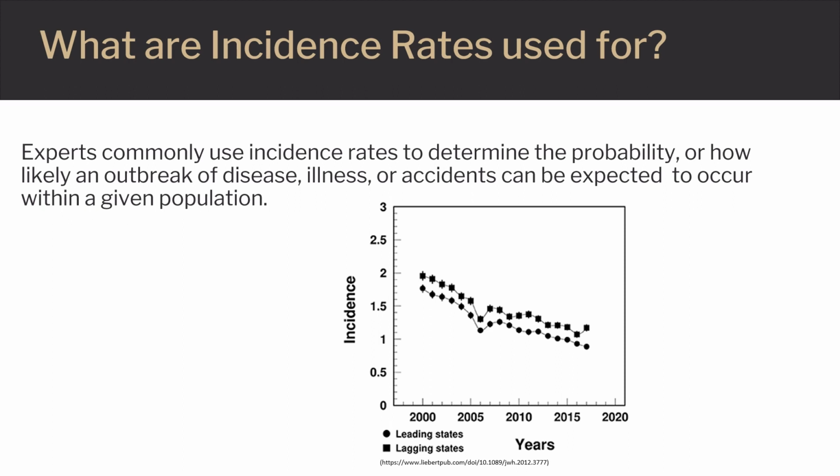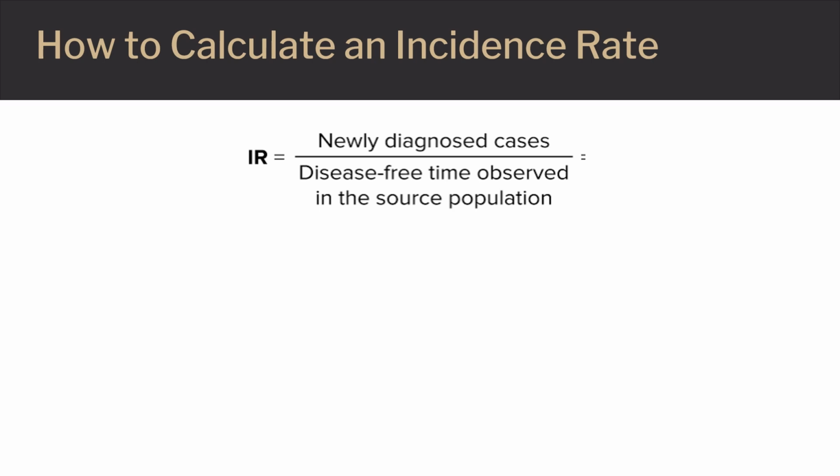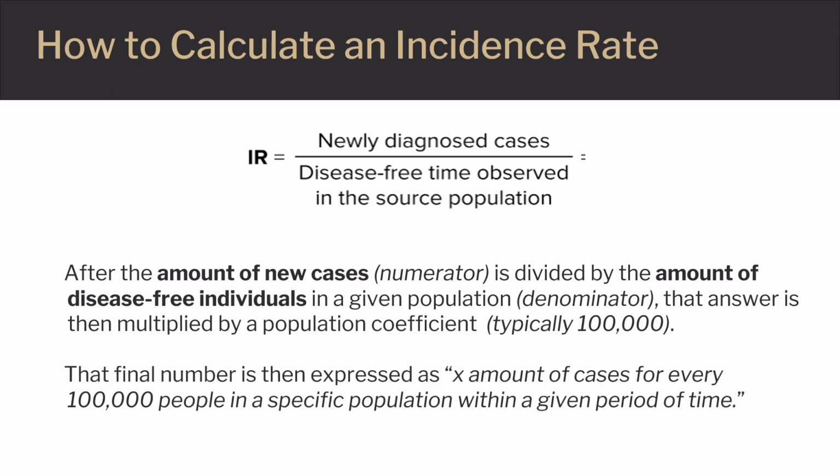As you can see by the above graphic, incidence rates are calculated by placing a number which represents the number of new cases in the numerator of a calculation and placing the total number of people at risk in a population in the denominator. When you then divide those two numbers, the answer you get is then multiplied by what we call a population coefficient, which is typically 100,000. That then is your final answer. So for number of cases over total population equals answer, multiplied by 100,000, which equals the final answer.